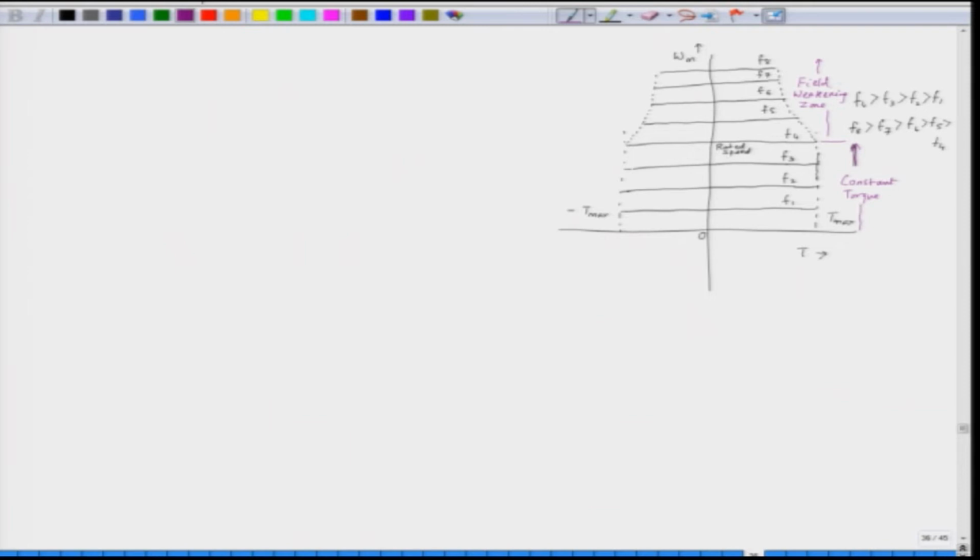As before, the field weakening zone is also known as the constant power zone. Up to the rated speed we keep the torque constant, and after the rated speed we decrease the flux. We do not maintain the torque constant, torque decreases, but the power remains constant. This is the speed torque characteristic of an open loop synchronous motor drive under true synchronous mode.